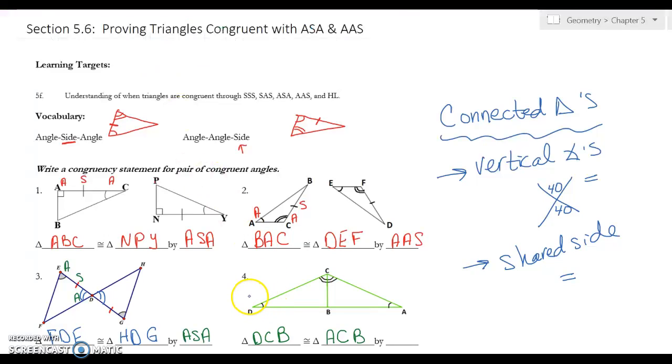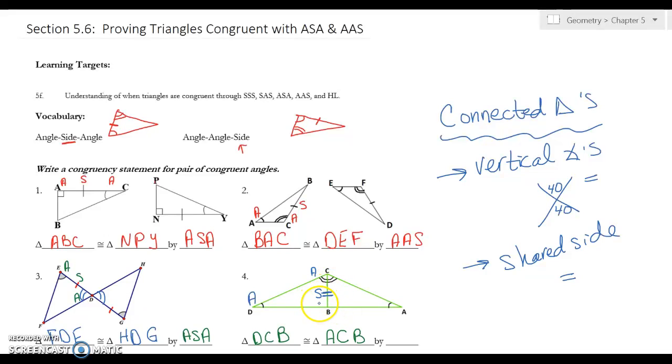So let's go back to blue. So here's an angle, and here's an angle. And so I have to look. These are connected, and so what I have for this one is a shared side. You see how CB is in both of those triangles? So CB has to be the same as CB.